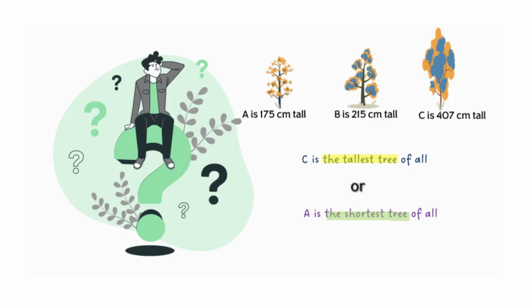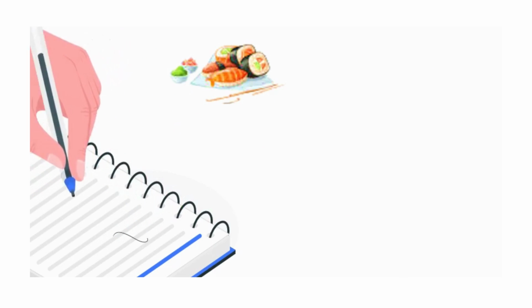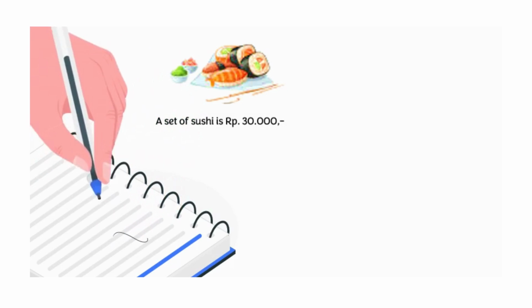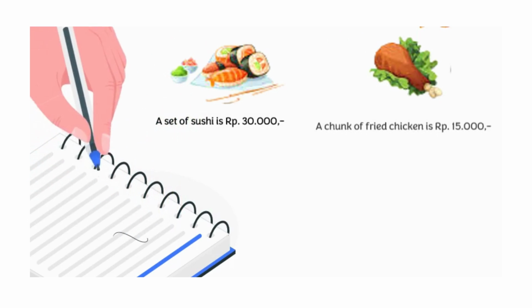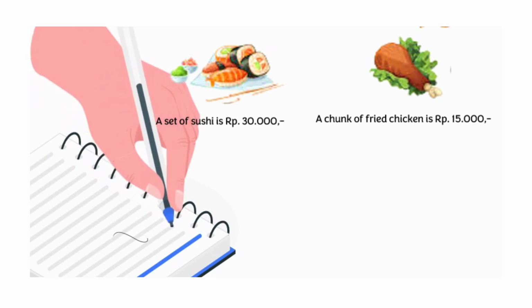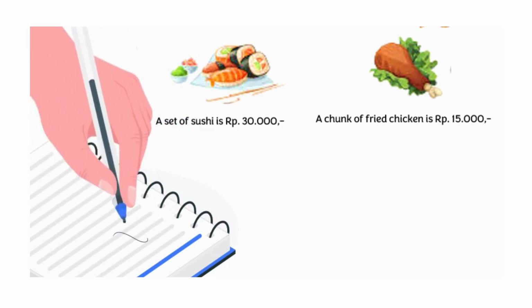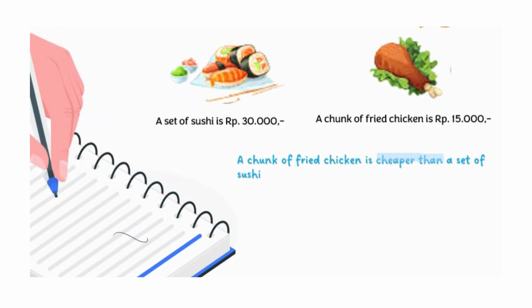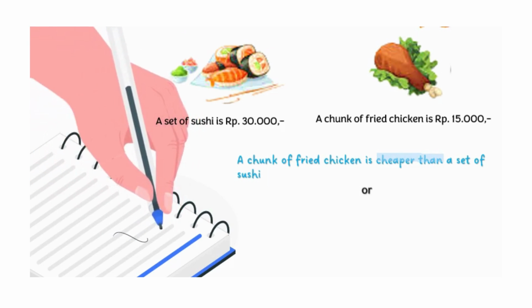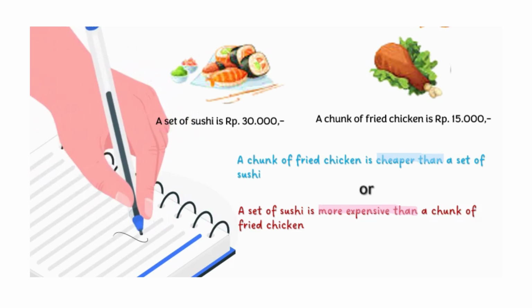Okay, let's take a look at another example. So here is a set of sushi. It is 30,000 rupiah, and here is a chunk of fried chicken. It is 15,000 rupiah. If I want to compare these two meals, I can say a chunk of fried chicken is cheaper than a set of sushi, or a set of sushi is more expensive than a chunk of fried chicken.